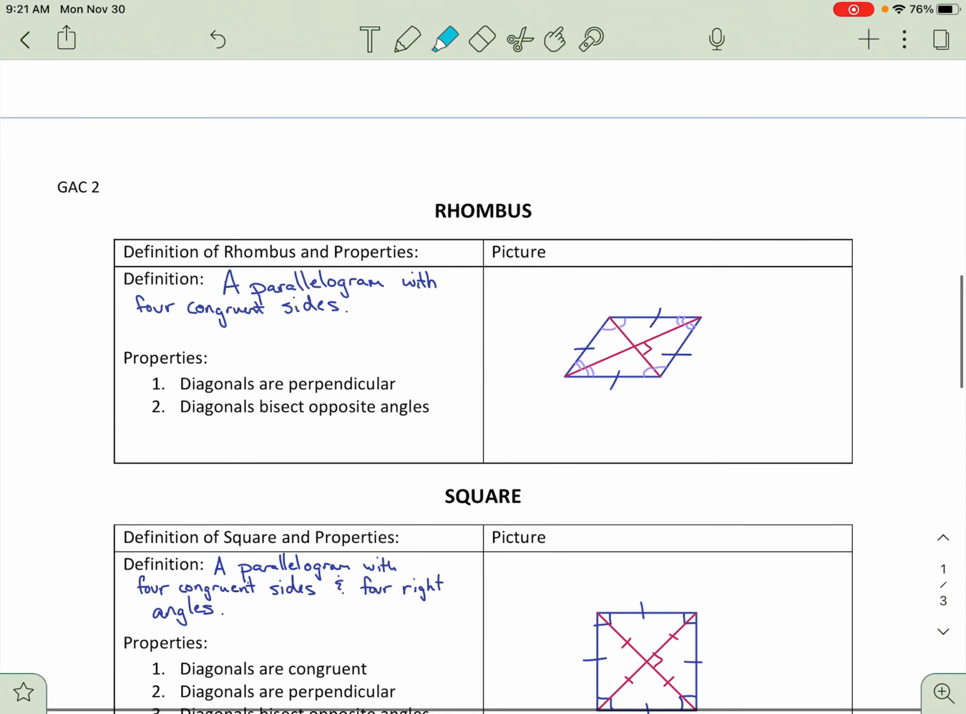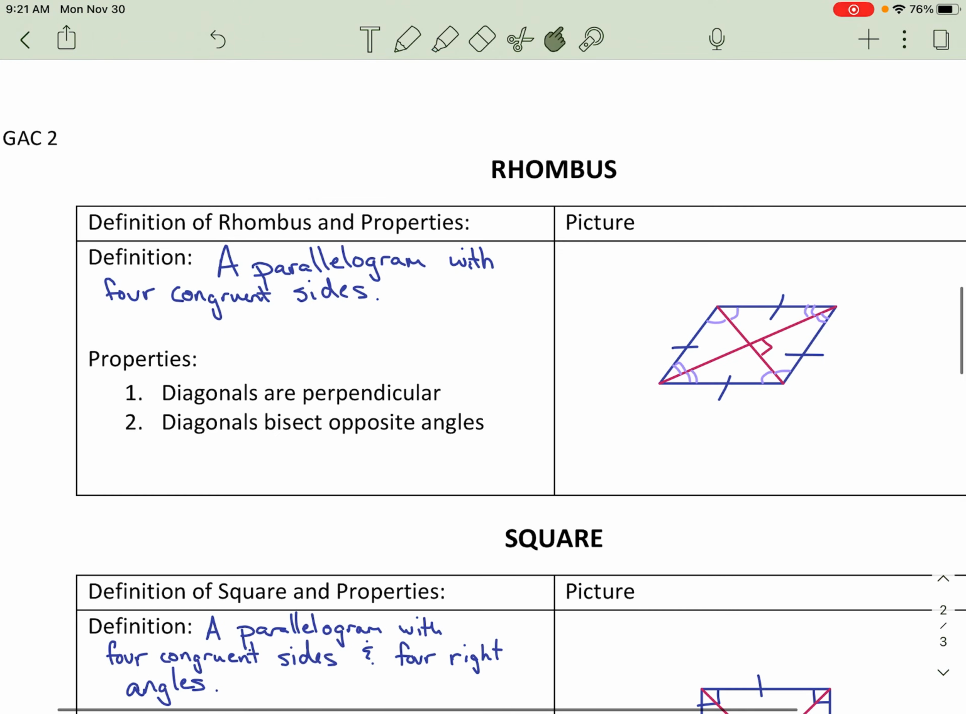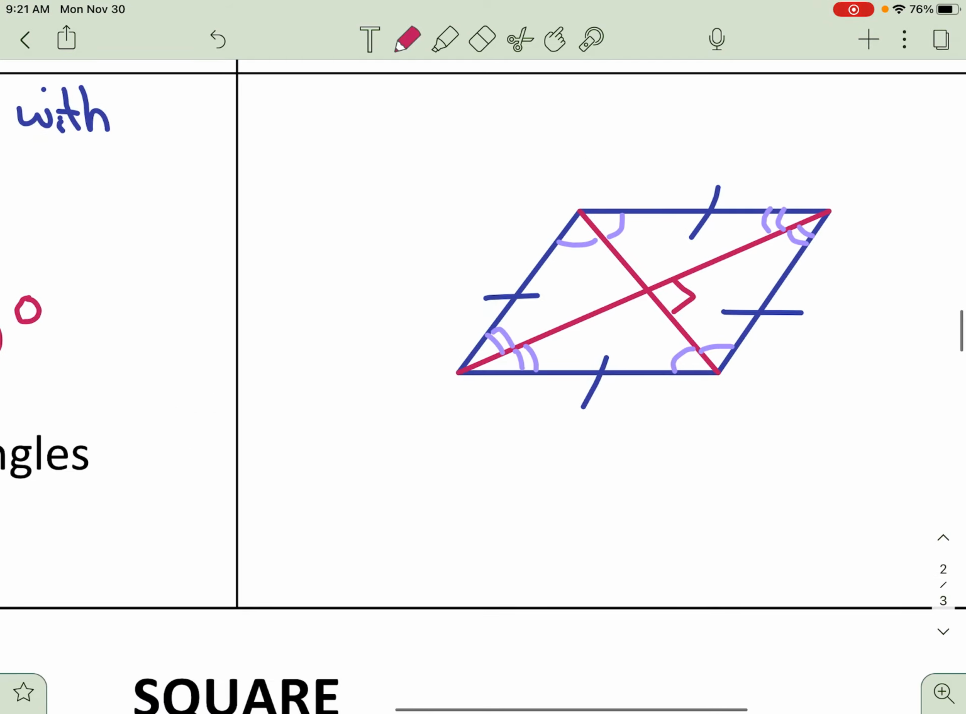Okay, how about a rhombus? A rhombus, okay, go ahead and pause the video now if you want. Okay, a rhombus is a parallelogram with 4 congruent sides. The diagonals are perpendicular. Okay, so diagonals here are perpendicular. Remember that the word perpendicular means 90 degrees. They form a 90-degree angle. So this, okay, which means all of these are 90 degrees.